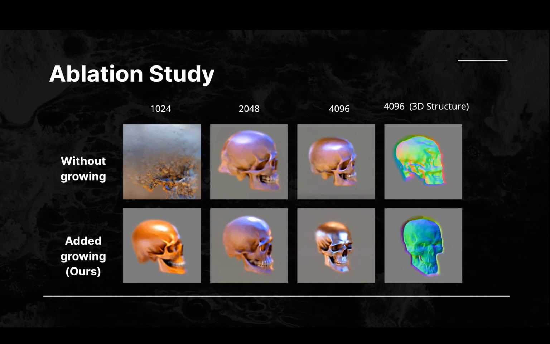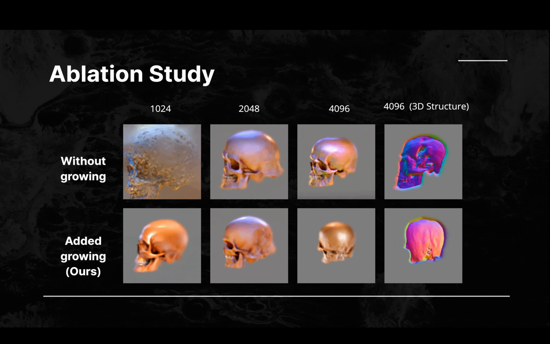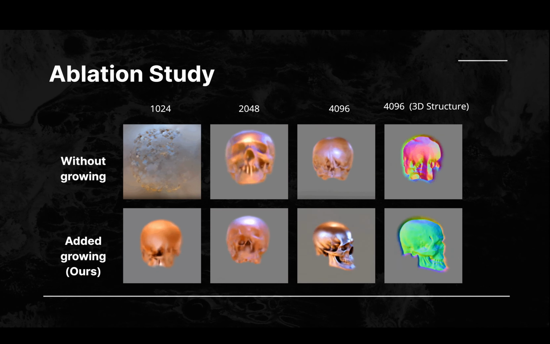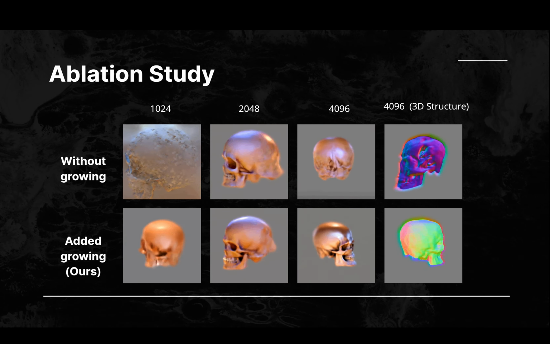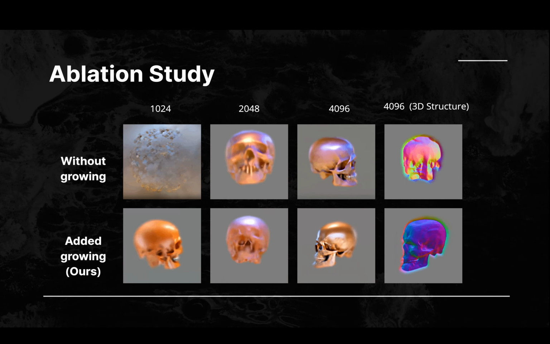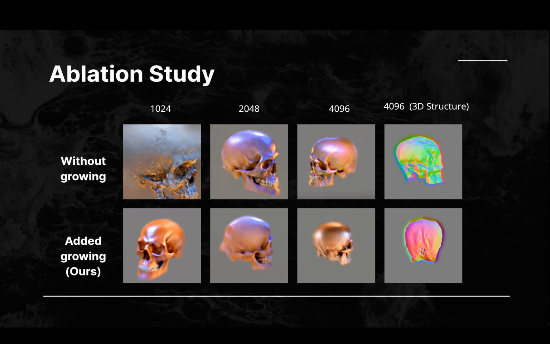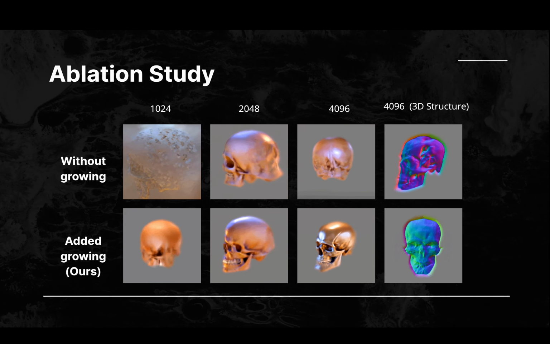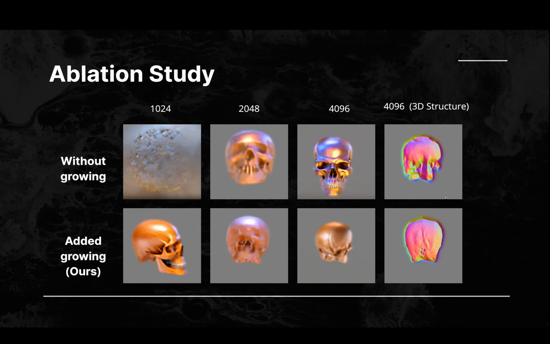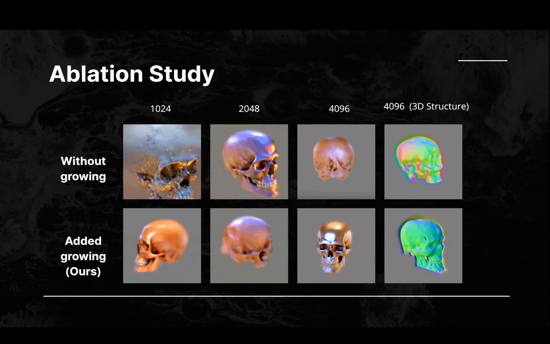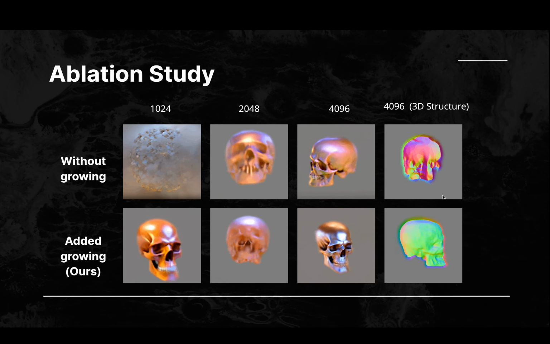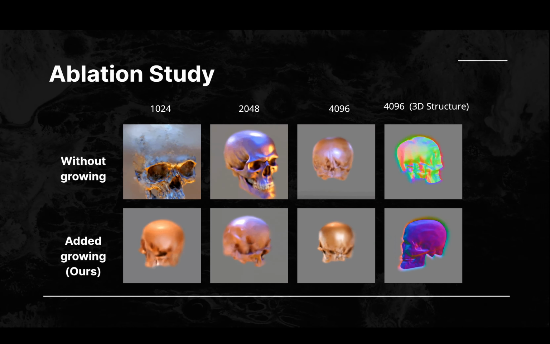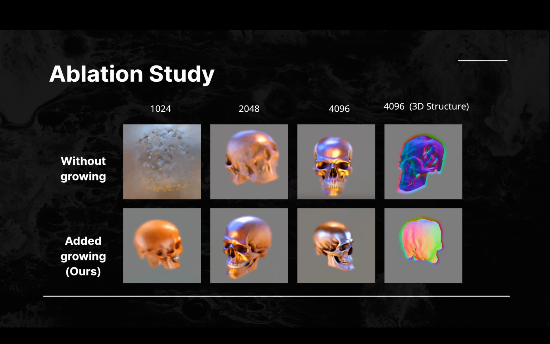Finally, we did an ablation study on the random growing stage. You can see that without the random growing stage, the model doesn't have enough information to reconstruct the whole 3D representation. It gives an incomplete and sparse result. But with our added random growing stage, our model can generate consistent and detailed representations no matter how many points we have at the start.